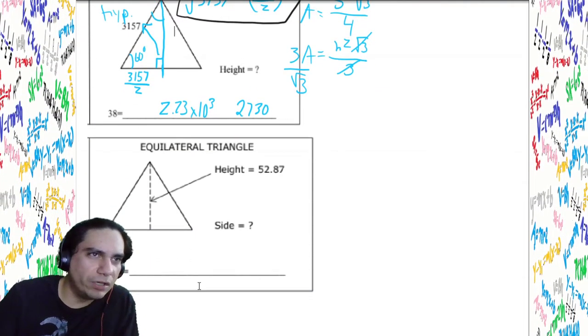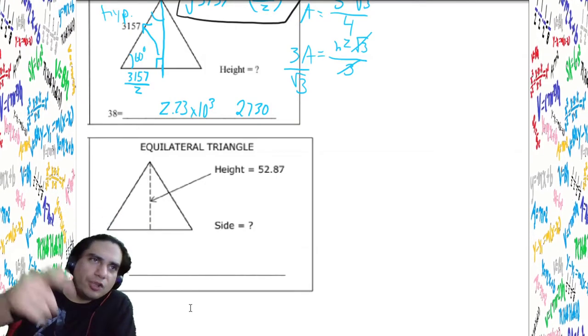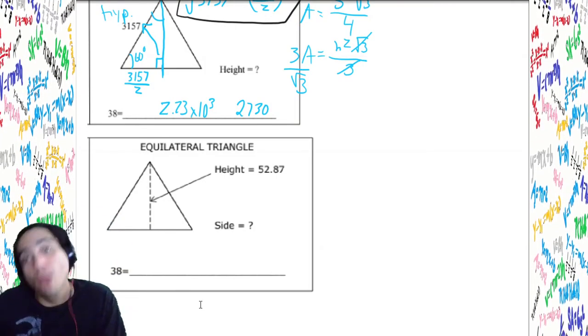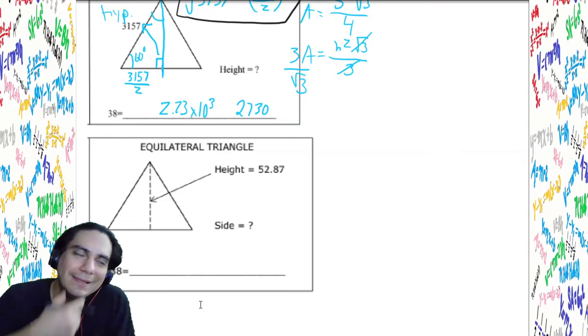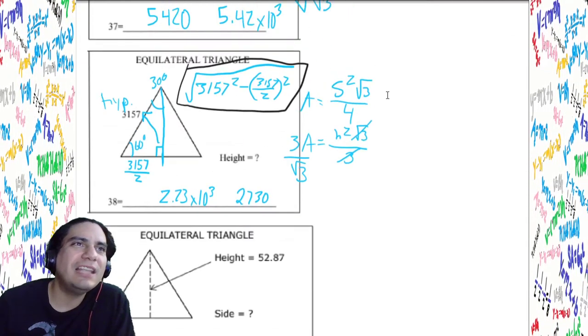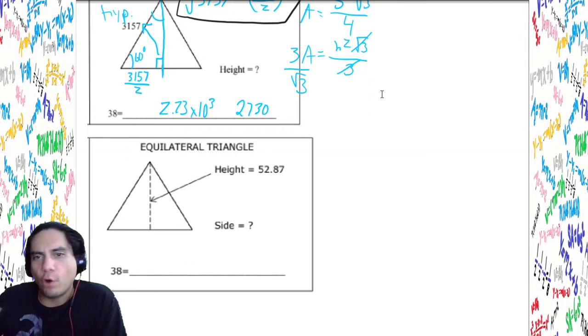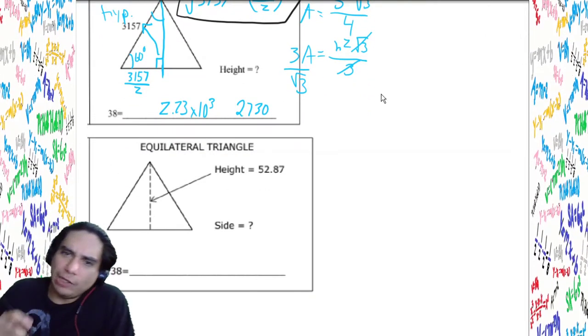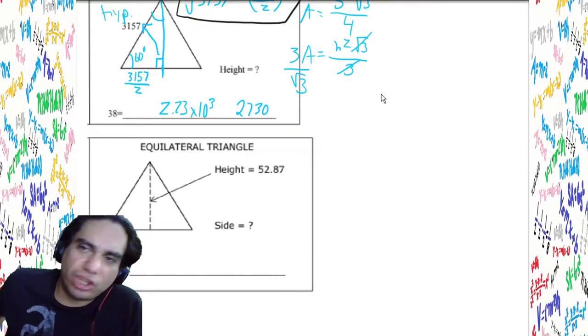Let's keep it going. Hey, I see another equilateral triangle right here. I don't know if it's time yet. Should I show you? We got a little bit more problems. Let's practice a little bit of that high square. Let's work forwards and backwards here. Now, of course, you may look at me and say, hey, can I use that Pythagorean theorem on this one?